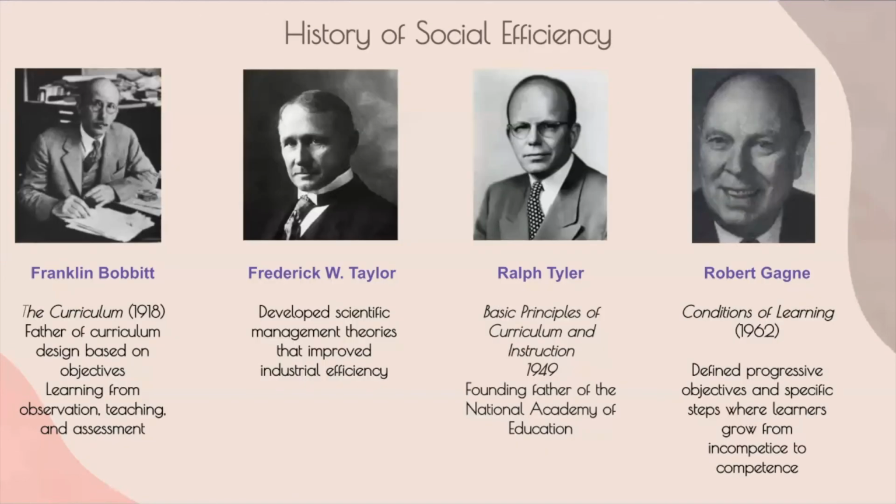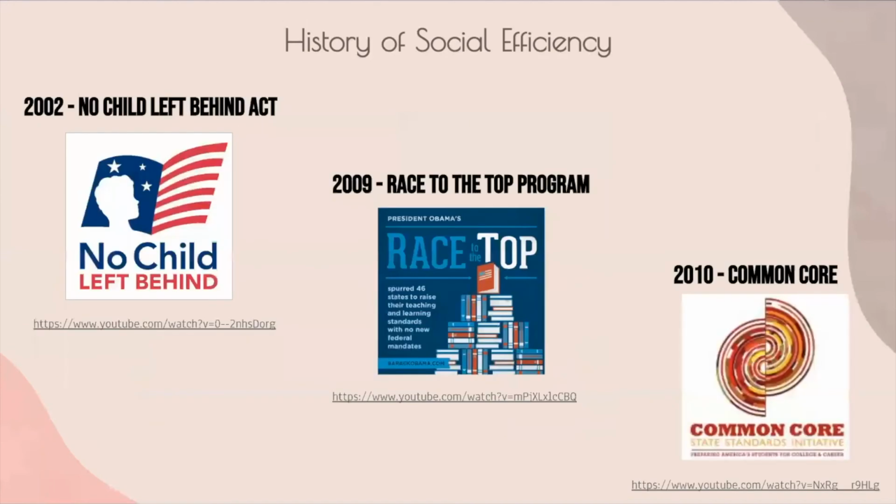Bobbitt, Tyler, and Gagne based their educational theories on Frederick Taylor's manufacturing efficiency studies by creating curriculum objectives upon studies of what successful adults should know. In this era, these social efficiency concepts inspired the No Child Left Behind Act, Race to the Top program, and Common Core state standards. Follow these YouTube links to learn more about them.